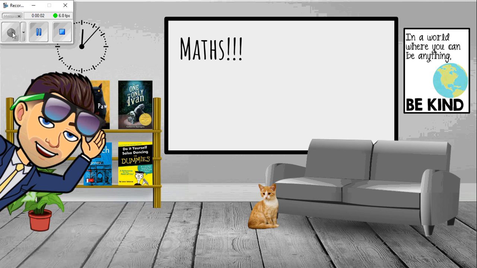Good morning, Year 4. We're going to do some maths and we're going to have a look at some fractions and how to group fractions into different amounts.